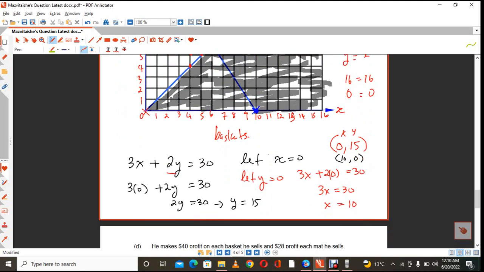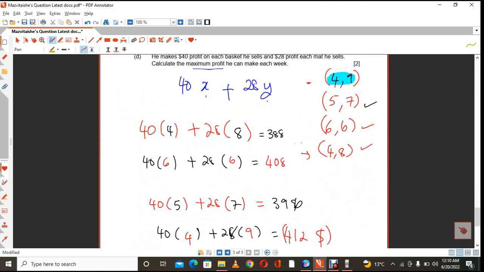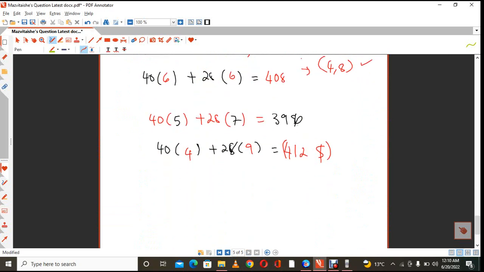So at the end of the day, the maximum profit that the person makes each week is therefore, well, it's not Namibian dollars, is it? It's just dollars. It is $412.